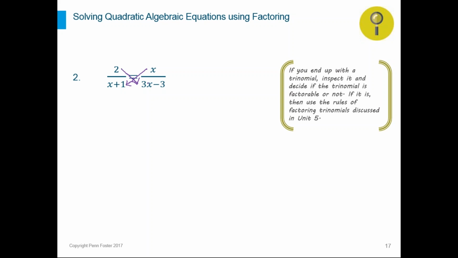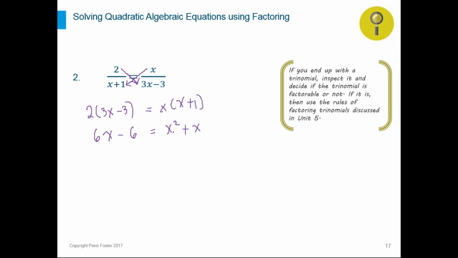Okay, so multiply. We're going to have 2 times 3x minus 3 equals x times x plus 1. Distribute: 2 times 3x is 6x, minus 6, equals x times x, which is x squared, plus x.